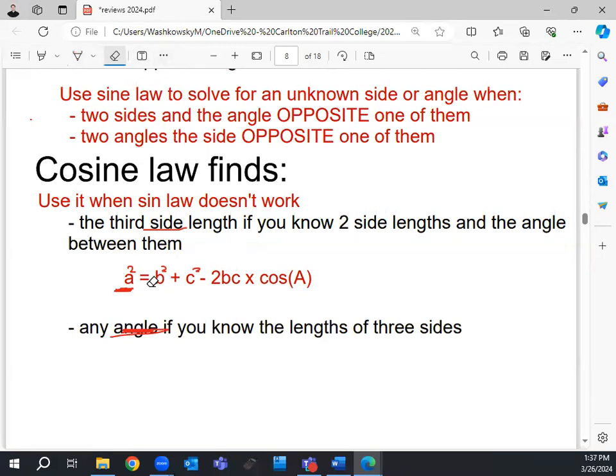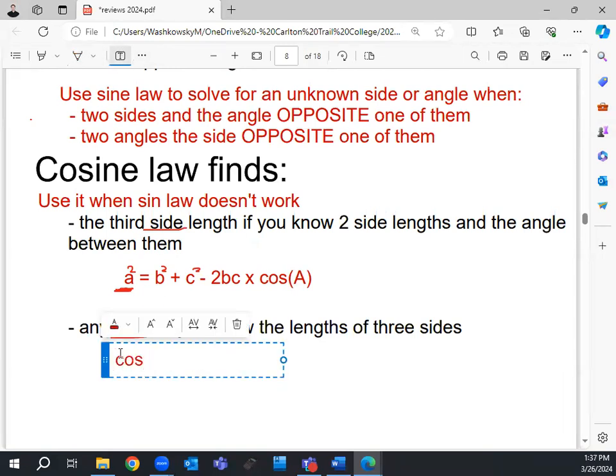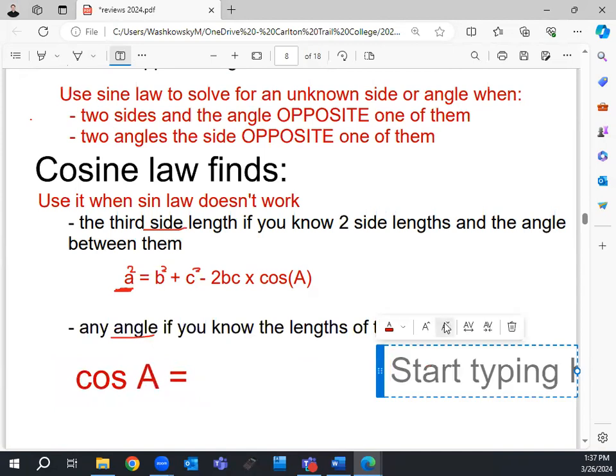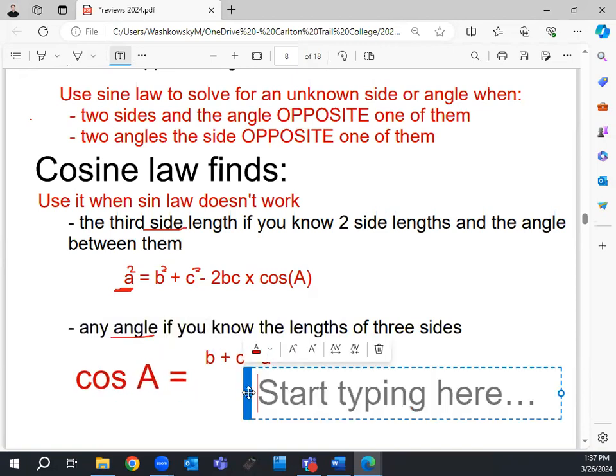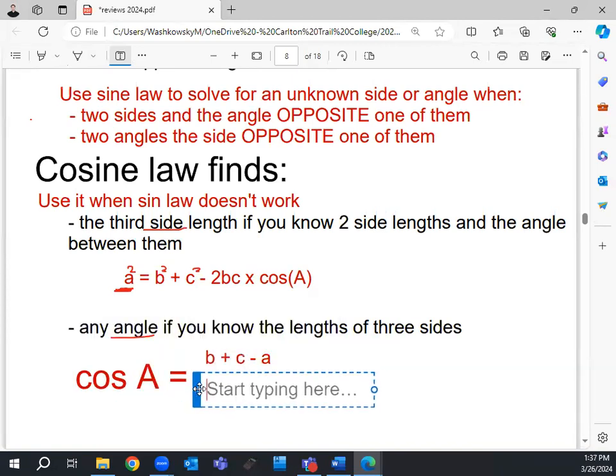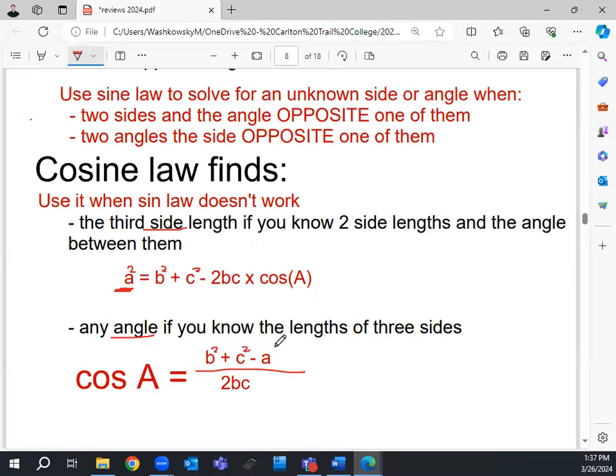Alternatively, if I'm trying to find an angle, I'm going to use the cosine theory that starts with an angle. Cosine of A is equal to b squared plus c squared minus a squared divided by 2bc. So you know that you need to use cosine when sine doesn't work, and you know which of these two you use depending on what you're trying to find, is really what it boils down to. And then you just substitute and you solve.